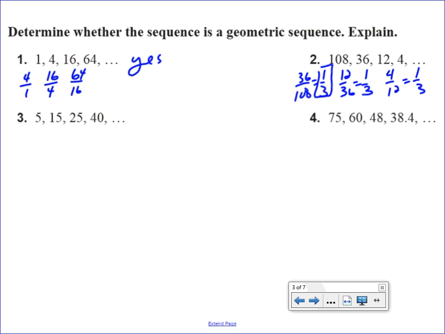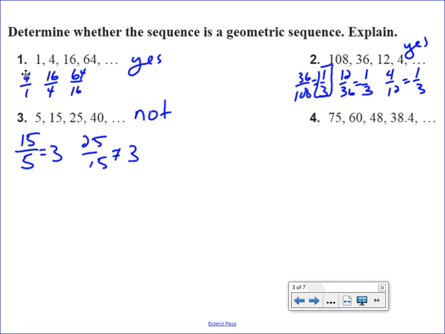Okay, the next one. If I look here, 15 divided by 5 is a 3. 25 divided by 15 does not equal 3. So we would say that this one is not geometric. This one was a yes. Okay, and then the last one, number 4 here.